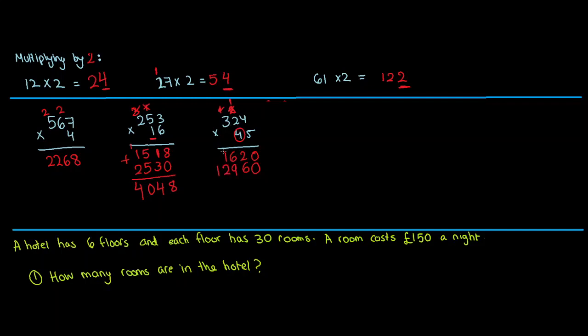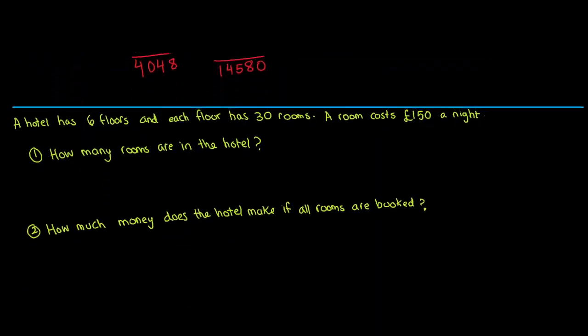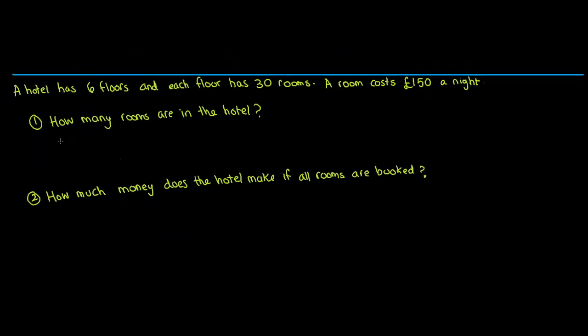Make sure you align them correctly before you start with the addition. 0 plus 0 is 0, 2 plus 6 is 8, 9 plus 6 is 15, 2 plus 1 is 4, and the 1 goes down normally. So this is column multiplication. Let's just have one more problem to solve.